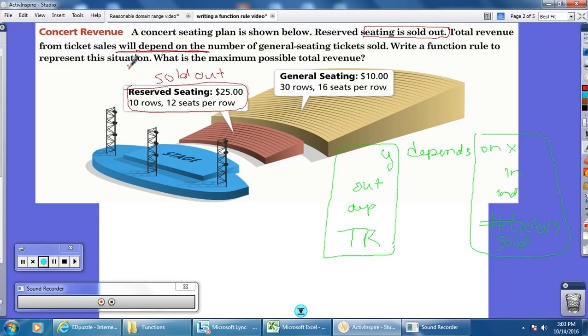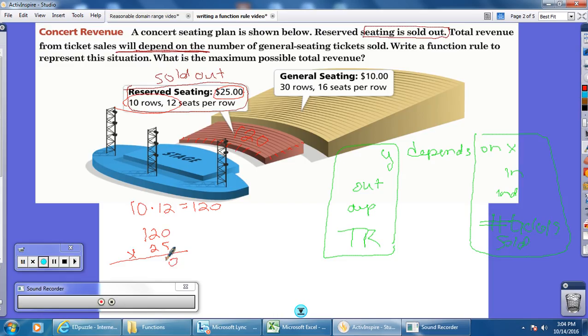So the first thing we need to take care of is figuring out how much money is over here that's sold out, right? There's 12 seats per row, and then there's 10 rows. So we're going to multiply these two together: 10 times 12, and that's 120 seats. So there's 120 seats right here, and they're going for $25 each. So 120 times $25 each, right? I'm going to do long multiplication.